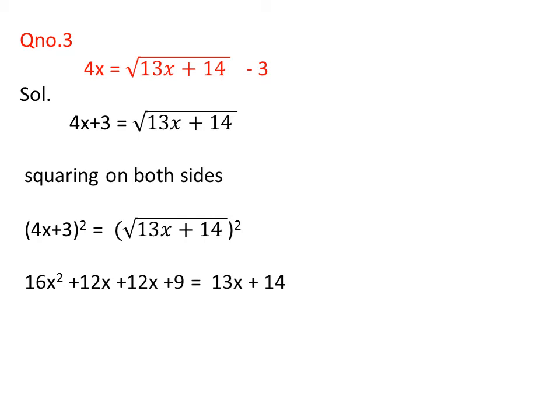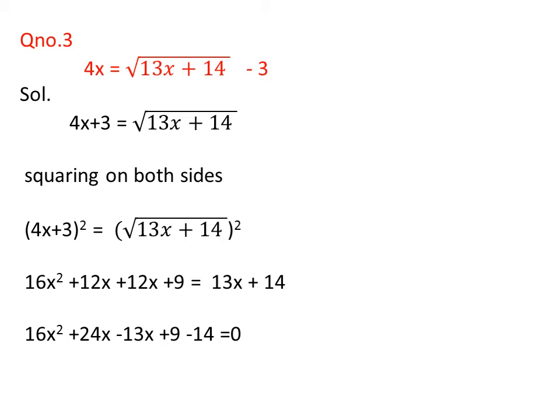इस इक्वेशन में स्केयर और अंडर रूट आपस में कैंसिल हो गए, इसलिए हमने यहाँ पे लिखा 13x plus 14. In the next equation we will move all the terms to the other side and it will give us 16x square plus 24x minus 13x plus 9 minus 14 equal to 0. इस इक्वेशन में 13x और 14 का साइन चेंज कर दिया गया क्योंकि ये टर्म्स दूसरी साइड पे मूव की गई हैं.